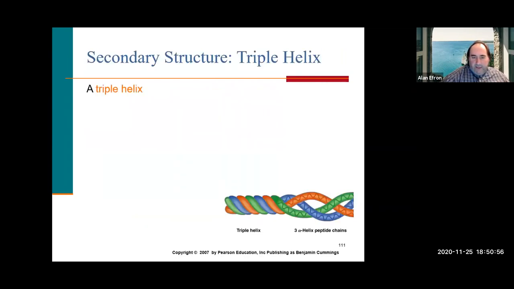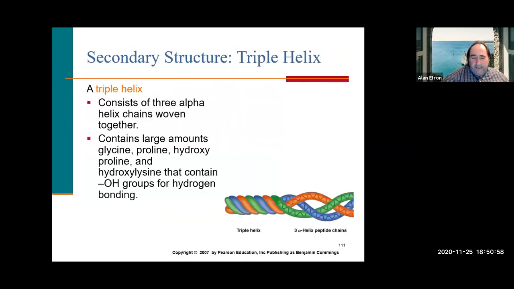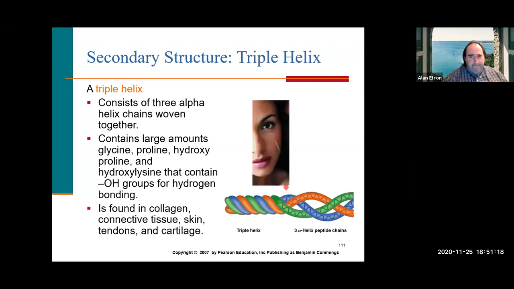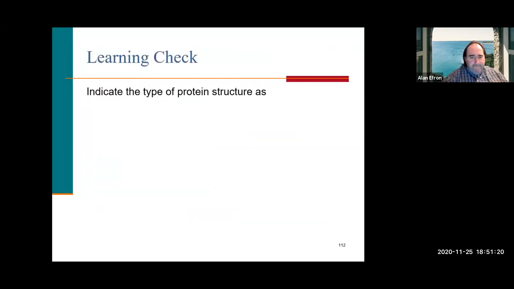Another secondary structure is a triple helix, and a triple helix consists of 3 alpha helixes together, making this sort of woven chain. This is what we see in things that have a lot of glycine and proline in them. It's found in collagen and what we see in our skin.